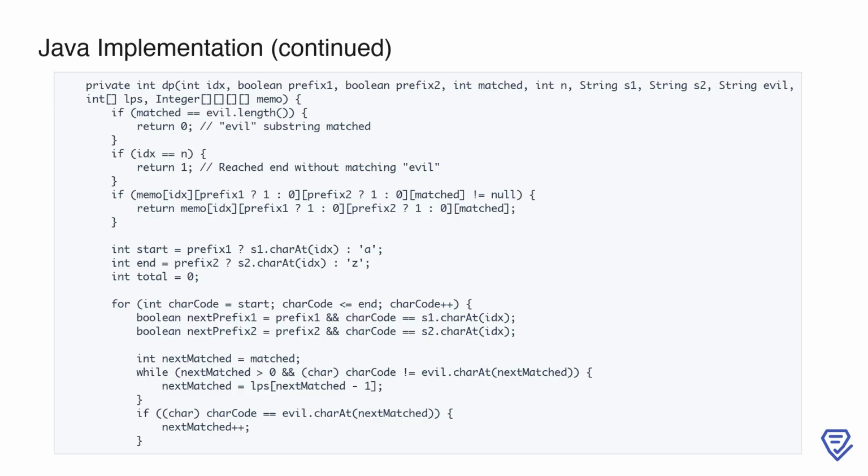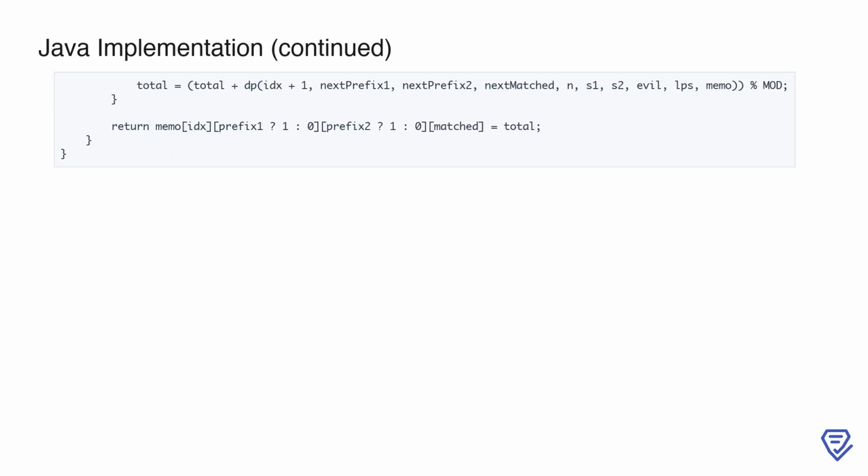Inside the loop, we calculate the next prefixes and determine how much of the evil substring is matched, updating these values dynamically to reflect the current character's impact. For each character value in the current range, the DP function is called recursively to explore the next index while updating the constraints and match state. The result of each recursive call is added to the total, which tracks the number of valid strings for the current state. Modular arithmetic is applied to ensure that the total remains within the specified limits.